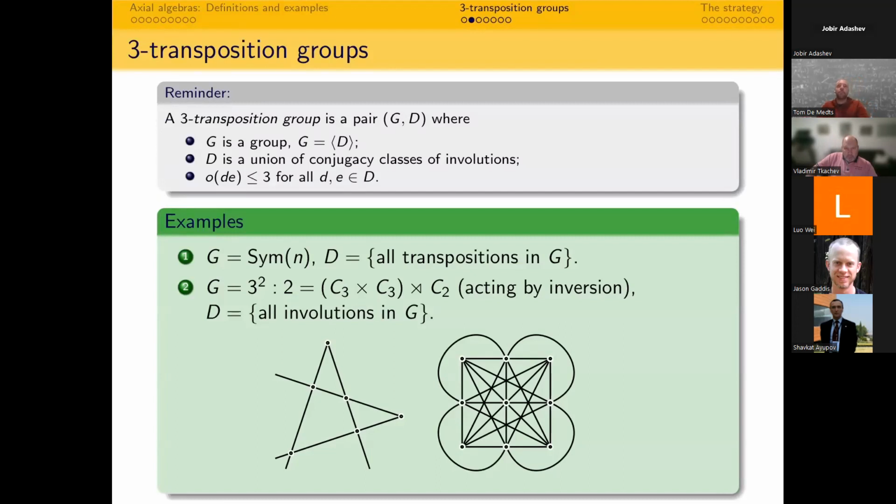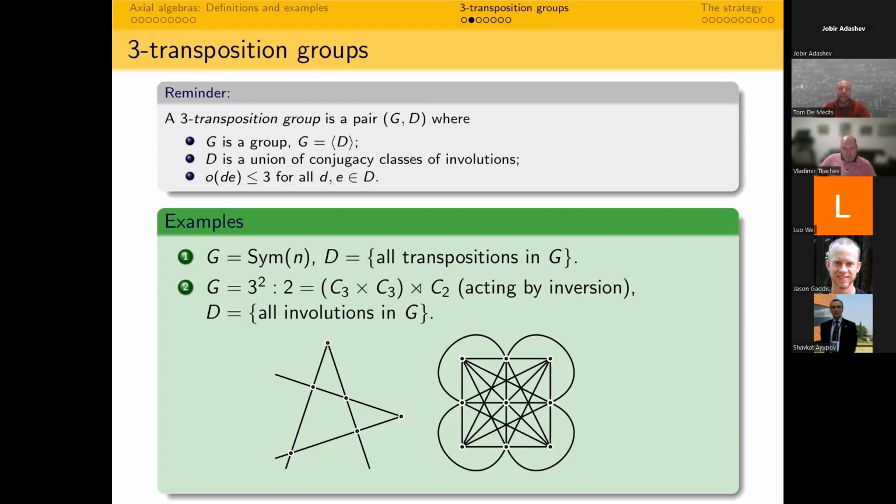And here are some examples. One of the easiest examples to understand is the full symmetric group on a finite set, let's say on n elements. And for D, you take the collection of all transpositions in the symmetric group, so all elements that just flip two elements.